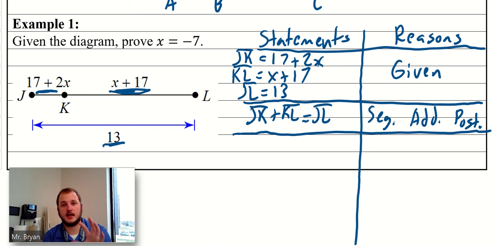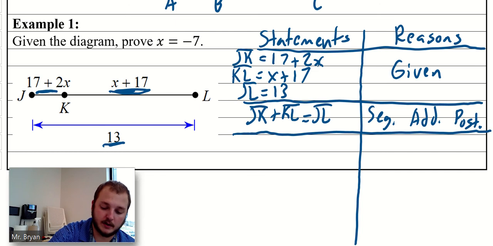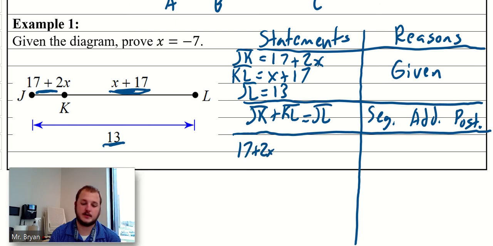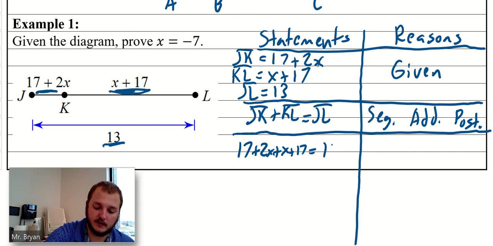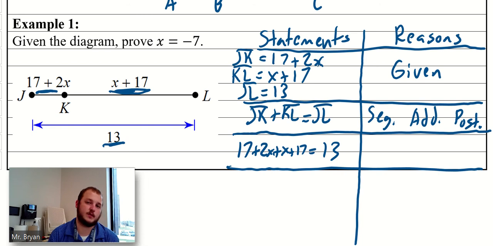Now that I've shown the setup with the names, I can start to plug things in and solve like normal. So we have this here, JK, we already said, is 17 plus 2x, so I'm going to plug that in, 17 plus 2x. KL is x plus 17, so I'm going to plug that in as well, x plus 17, and then equals the whole thing. We've already said in our given information that JL is 13. So that would be my statement that goes with it.